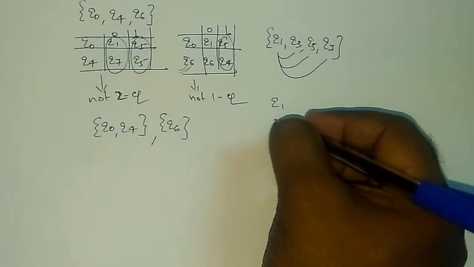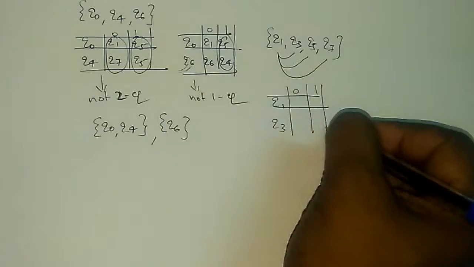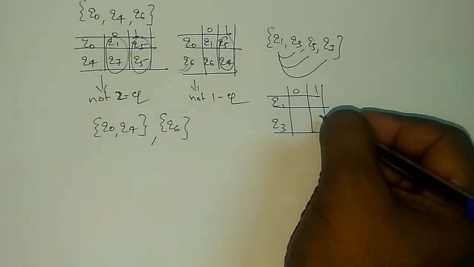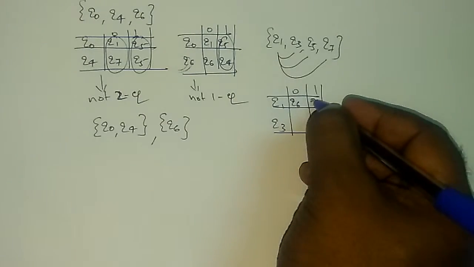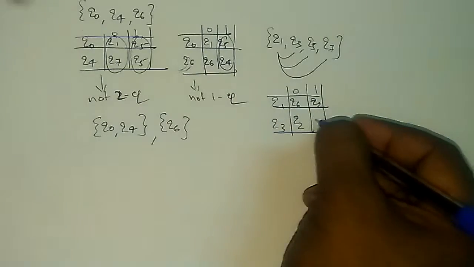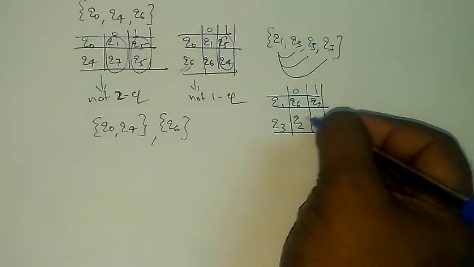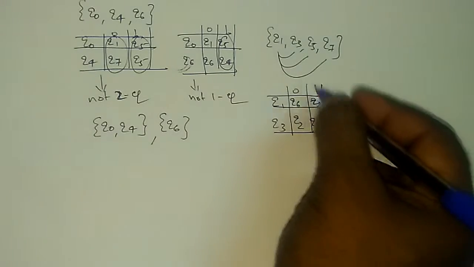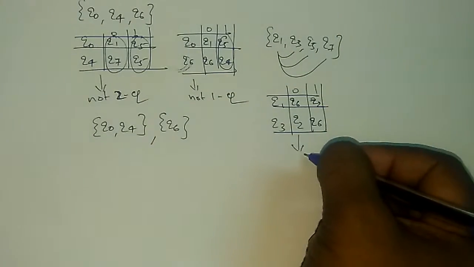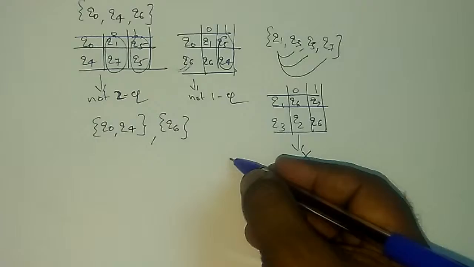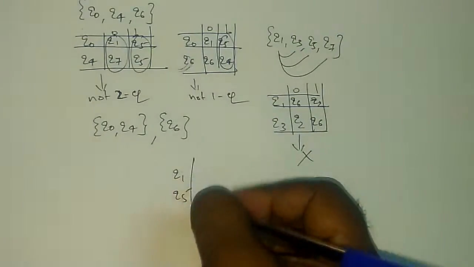So Q1, Q3 with inputs 0 and 1. So what did we get here? Q1, Q3, Q6, Q2, Q2, Q6. So this Q6 and Q2, Q2, Q6 don't belong to this set. It belongs to other sets. So this is not 2 equivalent. Cancel.